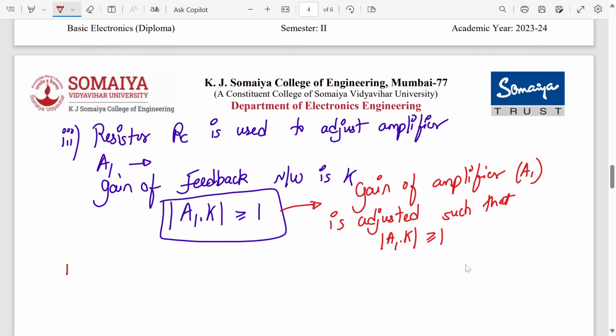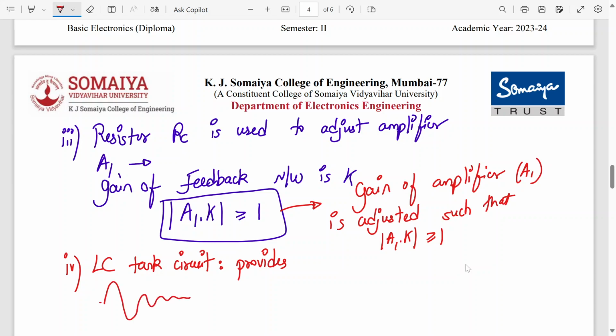So here we can also say the LC tank circuit itself provides underdamped oscillations, right? Like this. That is already there. This provides underdamped oscillations, which are then amplified by the amplifier.